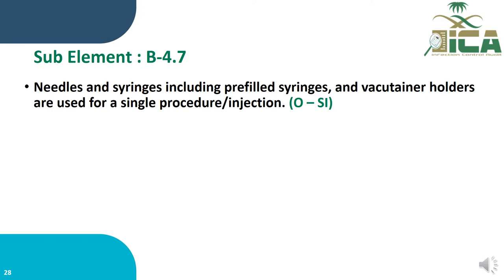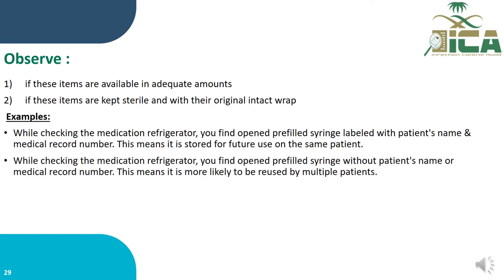Sub-element B4.7: needles and syringes, including pre-filled syringes and percutaneous holders, are used for a single procedure or injection. For this sub-element, we need observation and staff interview to evaluate and audit it. For the observation, you need to visit the medical store, the medication preparation area, and the patient care area. You need to check if the needle and syringe, including the prefilled syringe and the percutaneous holders, are used only for a single procedure or injection or not.